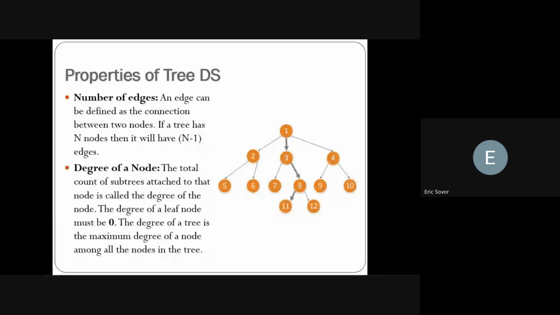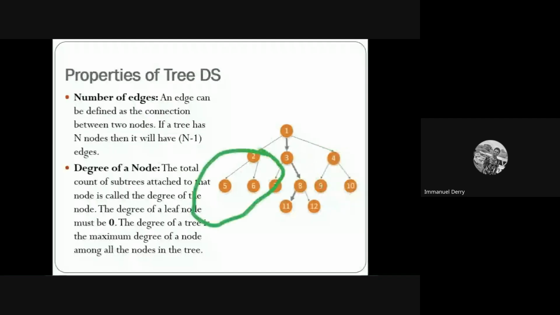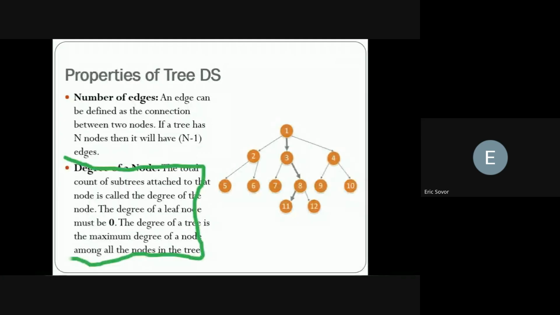I'm really confused about the nodes at the left-hand side. From the nodes where? Here. Okay, here. You mean this? The degree of a leaf node must be 0. So I was confused about the 5 and the 6 nodes. I believe 5 and 6 are leaf nodes.